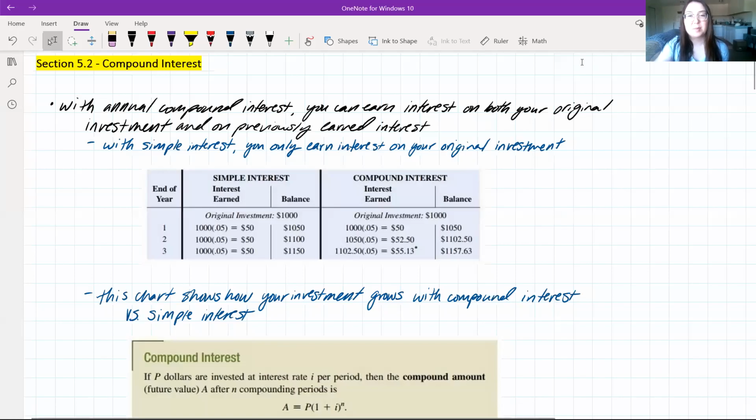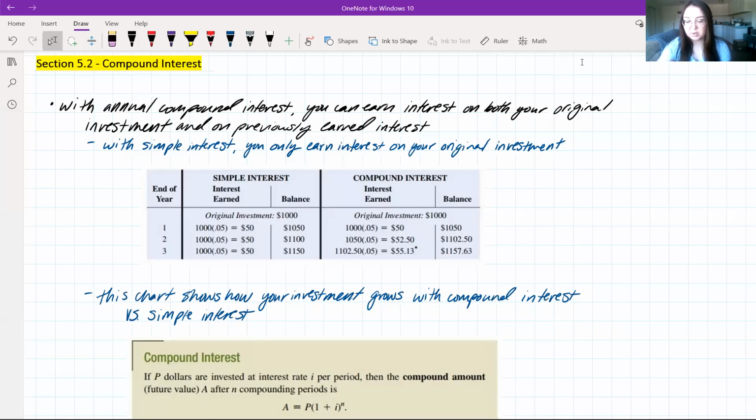Hello everyone, we're going to talk about section 5.2, which is going to be about compound interest. In our last section we talked about simple interest and we also went over the basics of financial math. Now we're going to go over compound interest, which is a little bit more challenging versus simple interest. With annual compound interest, you can earn interest on both your original investment and on your previously earned interest. With simple interest, you're only earning interest on your original investment.